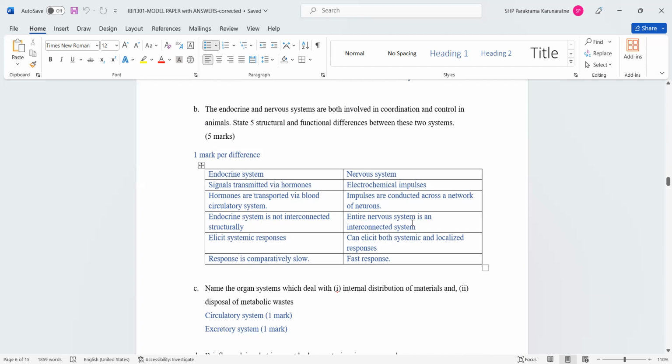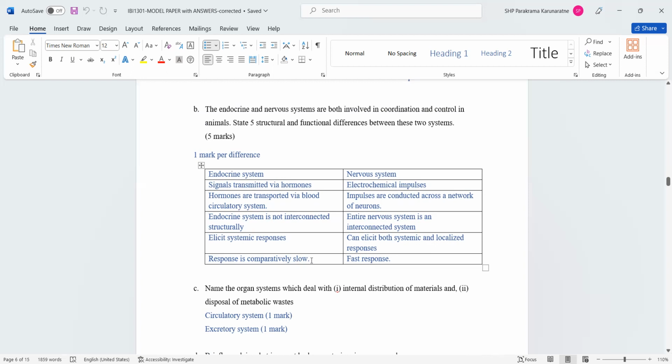But the nervous system, the entire nervous system, is an interconnected network. So it is a connected system. The endocrine system elicits a systemic response, where the whole body reacts, right? The nervous system acts only at that place, because it is like a wire. At the end of the wire there is a place where it supplies these electrical impulses, and only that part reacts. So the whole body can get the message, or a localized place can get the message. The nervous system can elicit both systemic and localized responses.